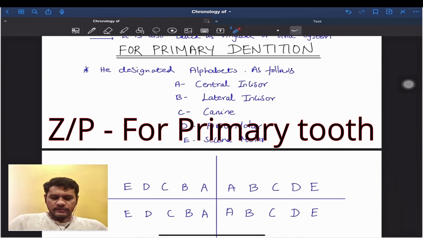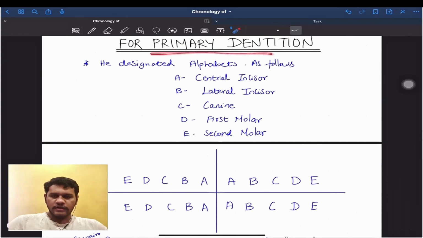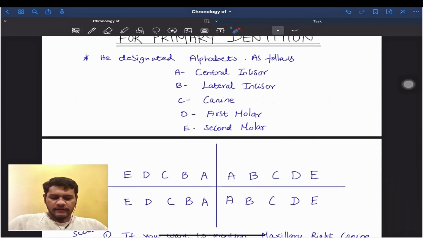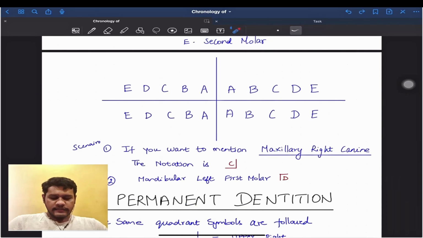Okay, let's see what the tooth numbering system is for primary dentition. For primary dentition, he designated alphabets like A, B, C, D, E. I said this in the first chronology video itself. A for central, B lateral, C canine, D first molar, E second molar. You can clearly see the two planes, the vertical and horizontal. This is the mid-sagittal plane. This is the jaw plane, which divides the upper and lower jaw. Right side, left side, upper, lower. Okay, this is the quadrant.